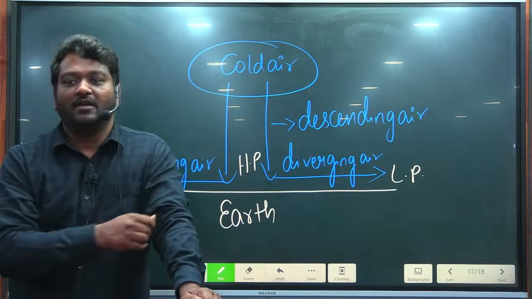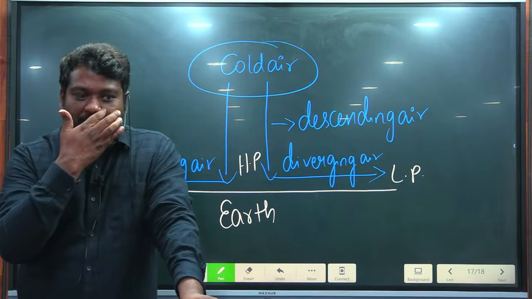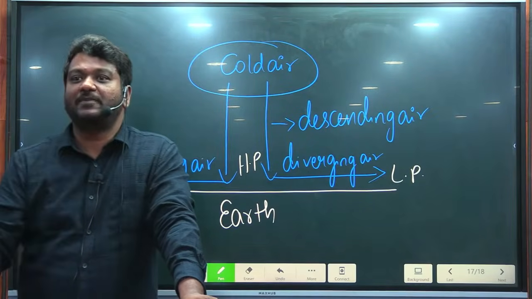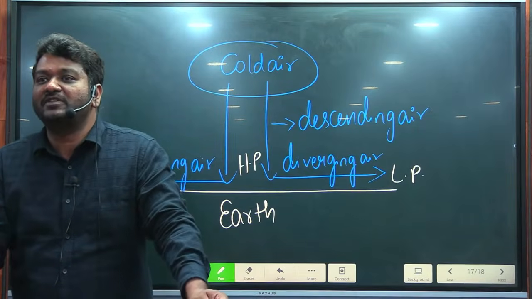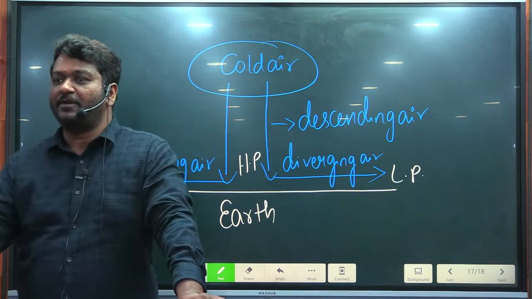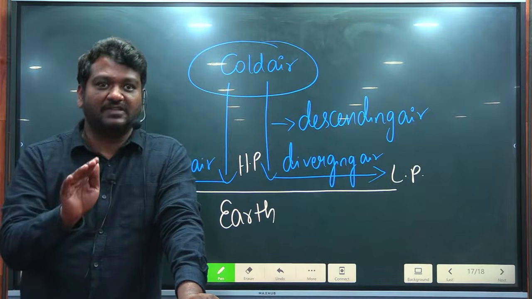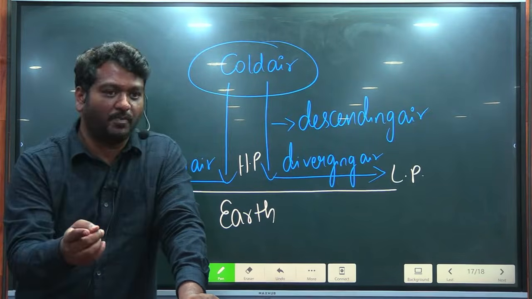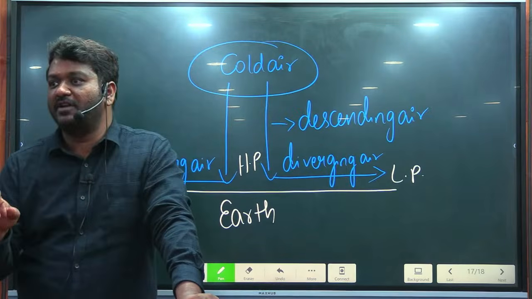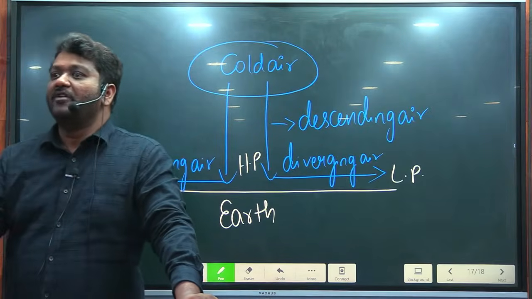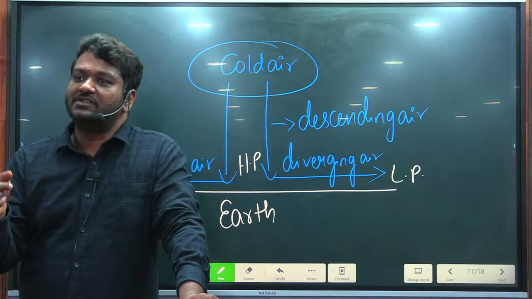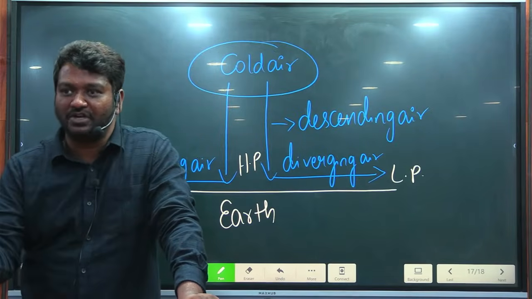Then what did you see second? Pressure gradient force. What is pressure gradient force? Wind will always blow from where to where? High pressure to low pressure. Whenever the difference is less, it is called a gentle slope. Whenever the difference is more, it is called a steep slope. When will wind speed be more? Steep slope compared to gentle slope.